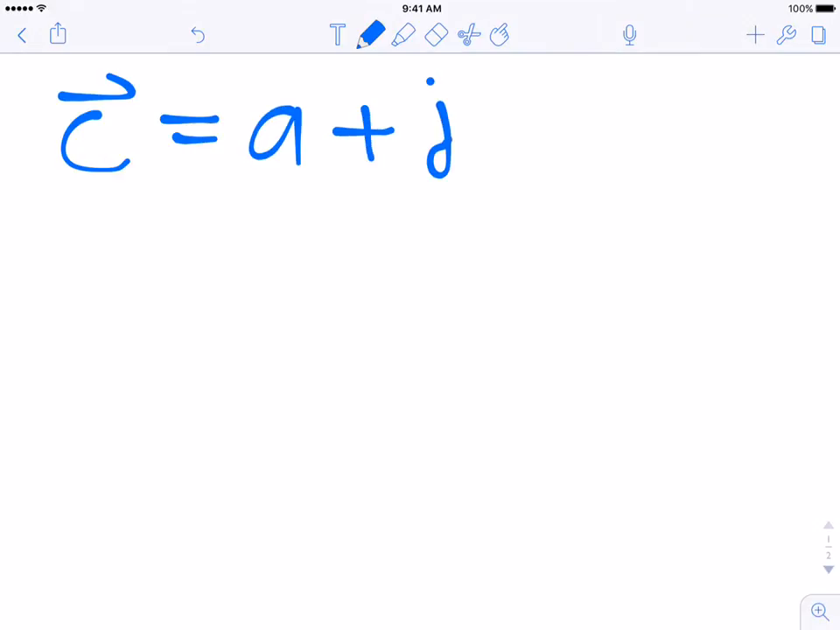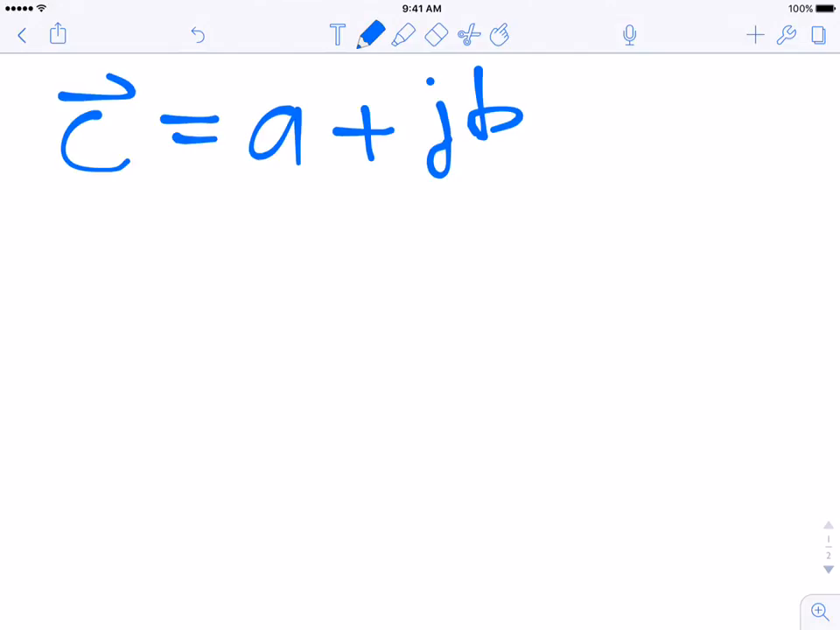You have polar form and you have rectangular form. So first we're going to look at rectangular form. In rectangular form you have C equals, C is your complex number, which is a vector, is A plus jb. This should be lowercase b. So A is the length on the real axis, and B is the length on the imaginary axis. And when we graph complex numbers, we'll see this.